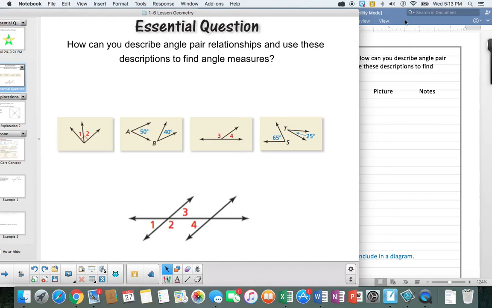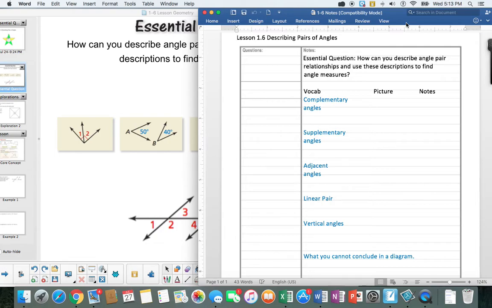Take some time to set up your notes. The name of the notes, the essential question, and you can see a lot of this is vocabulary, so I'm setting up a table so that you can draw the picture and write some notes next to it.